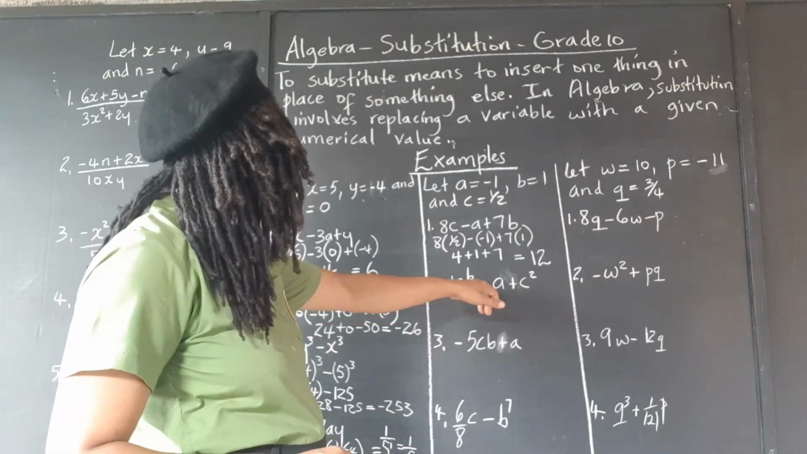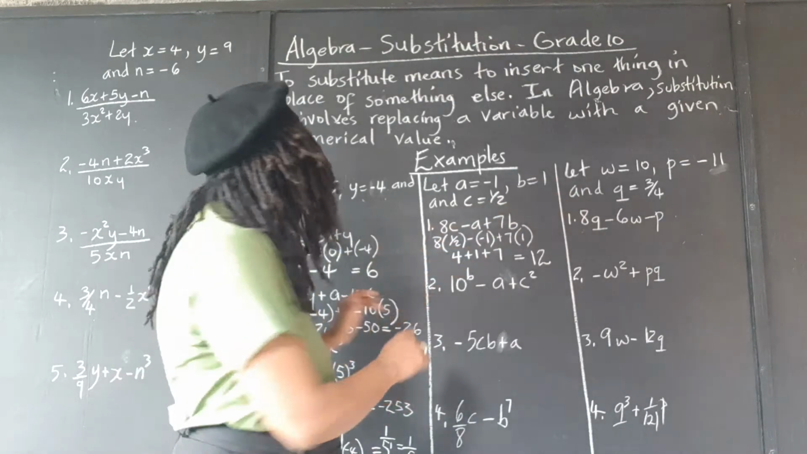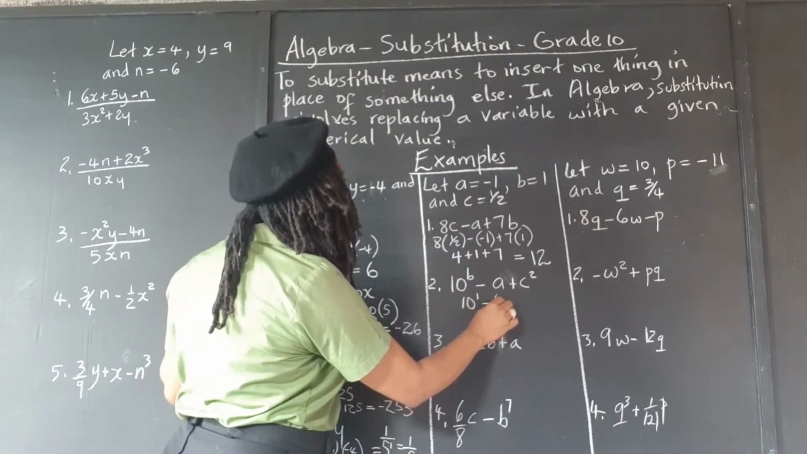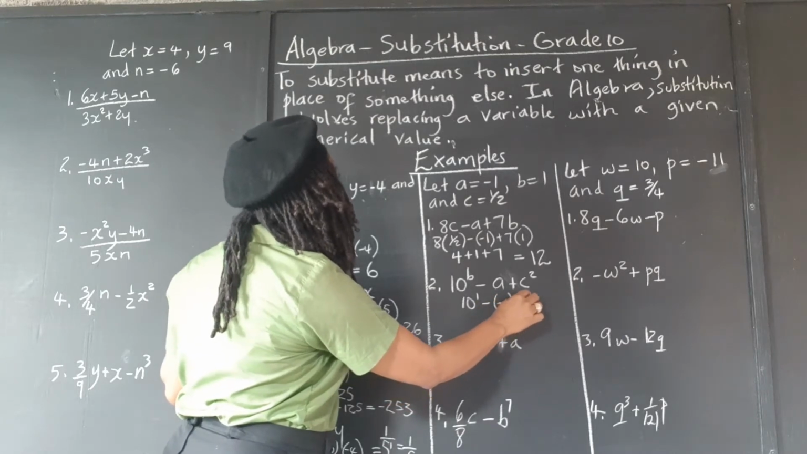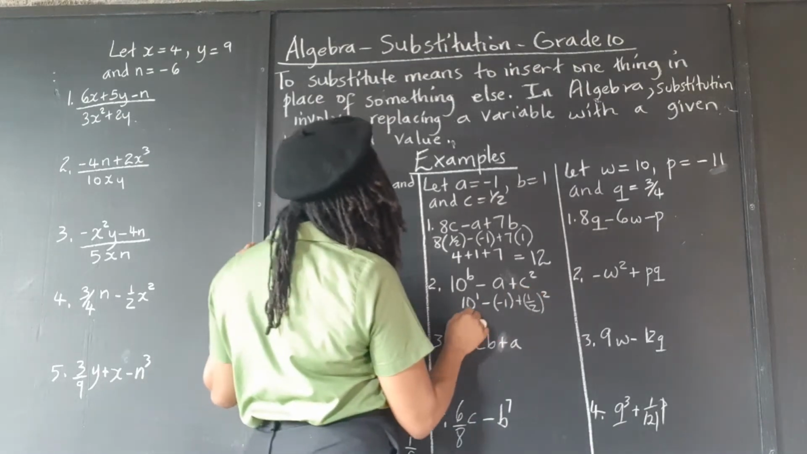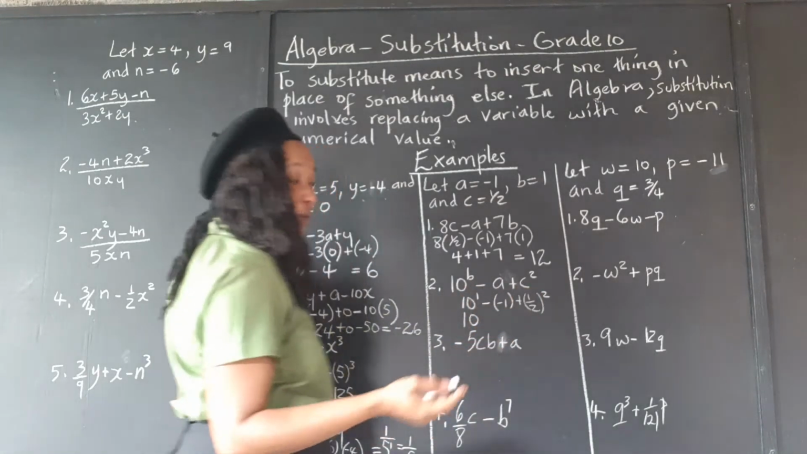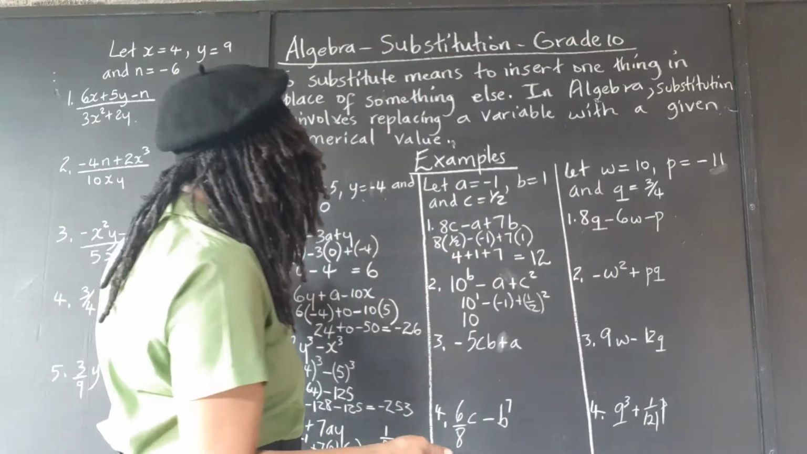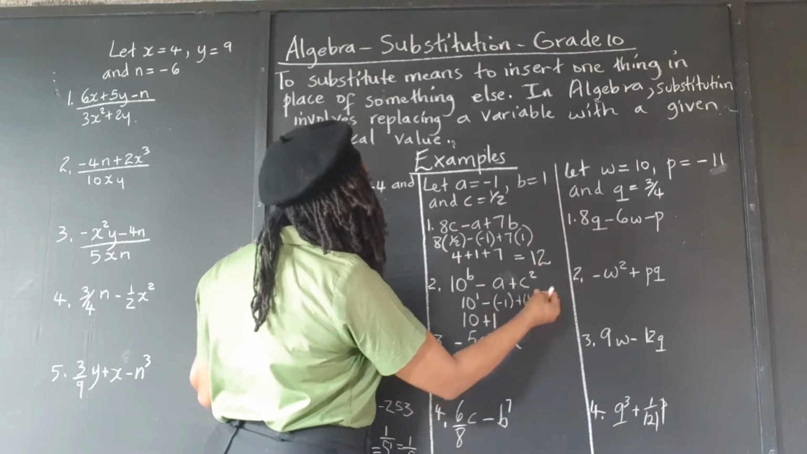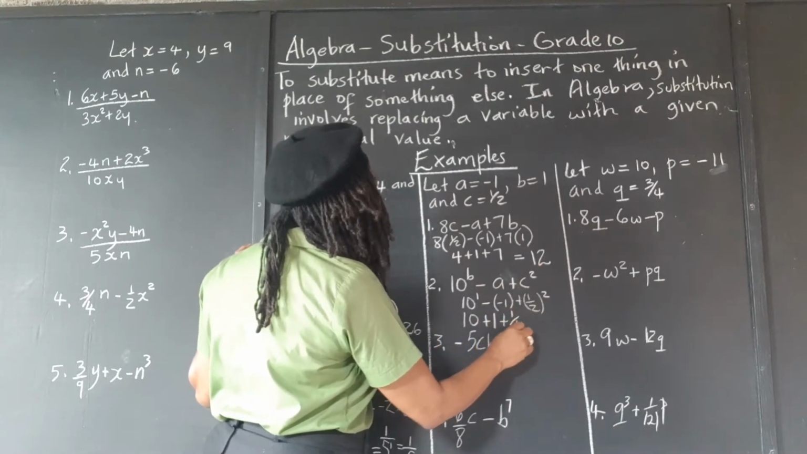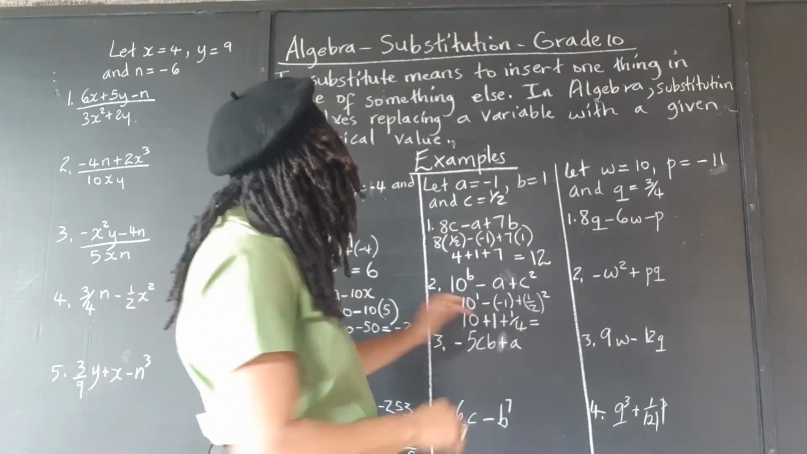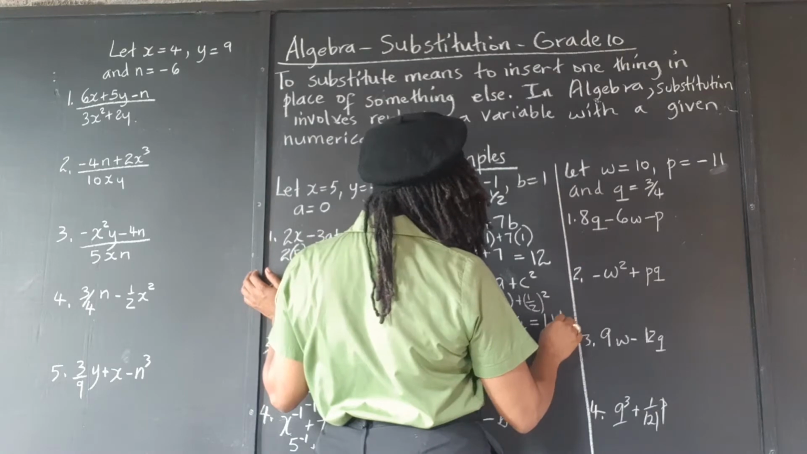10 to the power of B. B is 1. 10 to the power of 1 minus negative 1 plus a half squared. 10 to the power of 1 is 10. Any number raised to the power of 1 is just that same number. Negative times negative 1 is positive 1. Half times a half is a quarter. So a half squared is a quarter. So we have 11 plus a quarter. So that's 11 and a quarter.